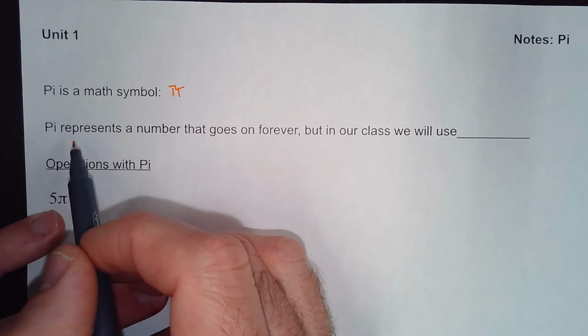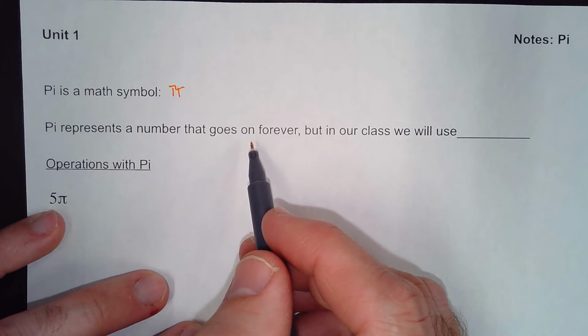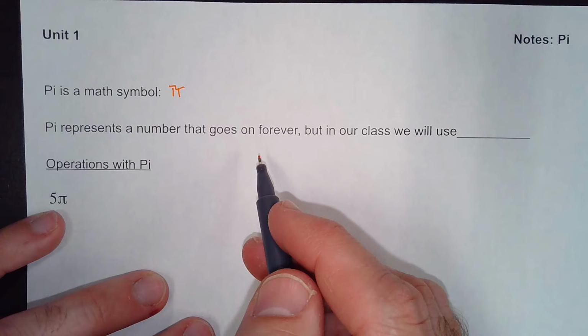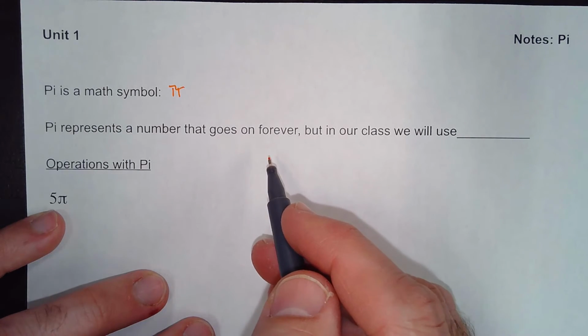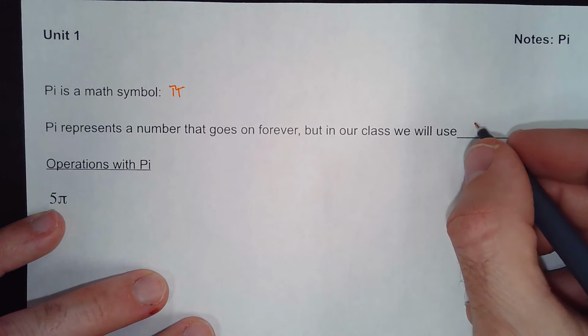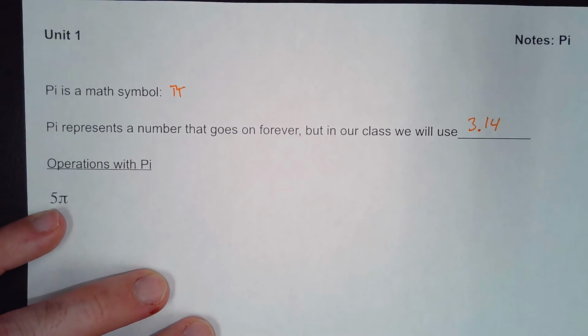So pi represents a number that goes on forever. This is called an irrational number. We obviously can't use a number that goes on forever. We don't know all the numbers. So in our class, we will just use 3.14. Two decimal places will be enough accuracy for what we have to do in class.